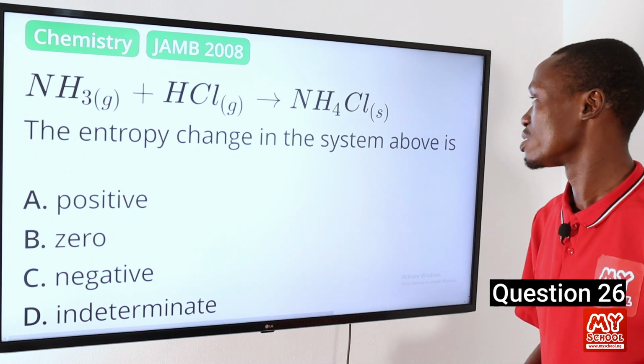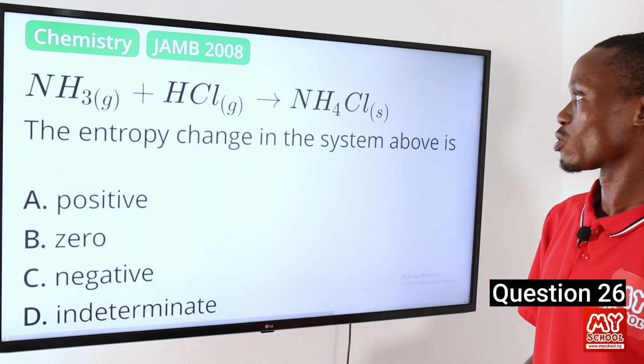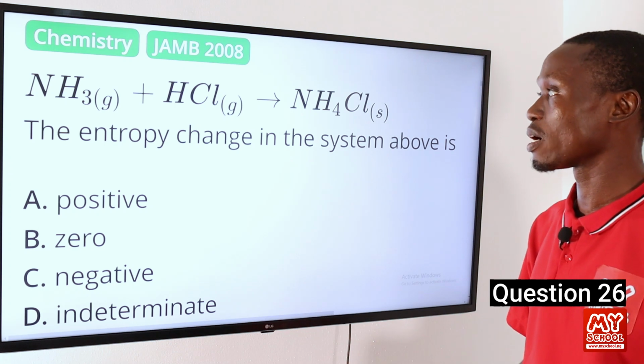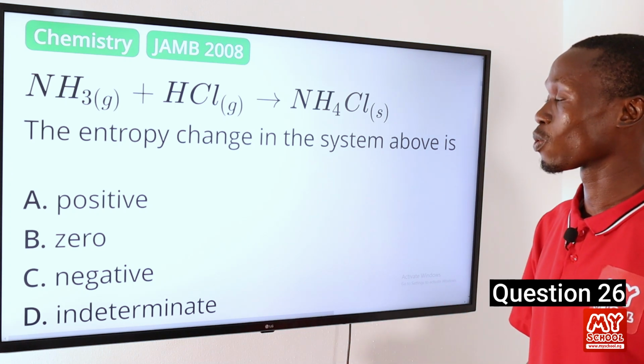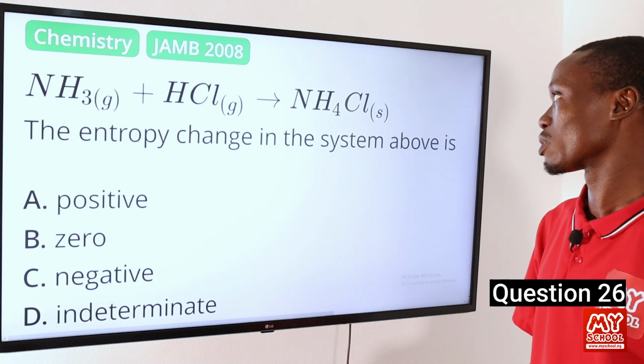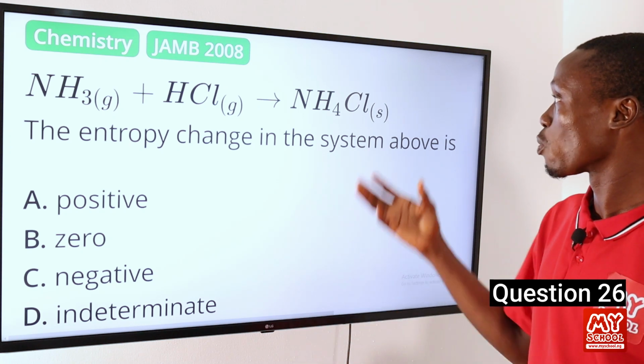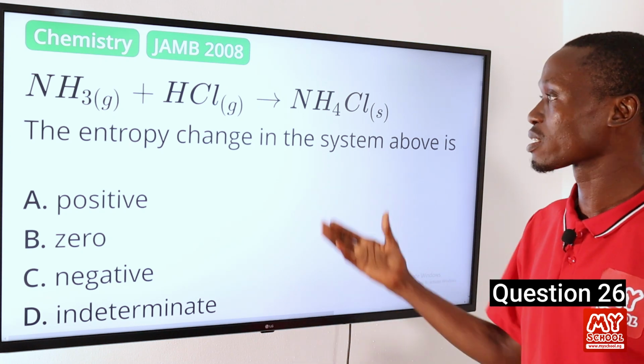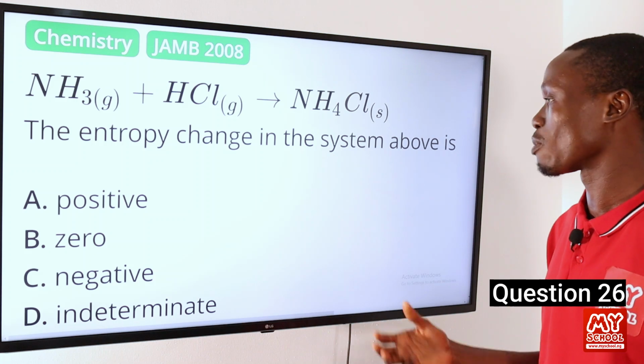The entropy change in the system above is dash. So this is a reaction of ammonia and hydrogen chloride gas to give us ammonium chloride. So they are asking us the entropy change in the system above.